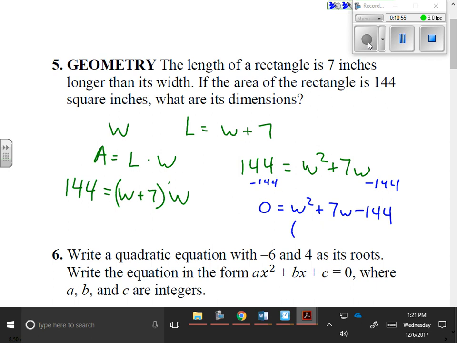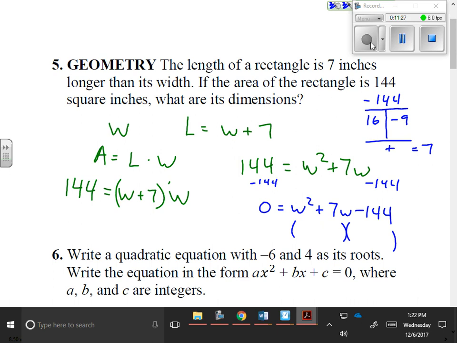I need two things that will multiply together to give me negative 144, and they'll add together to give me 7. What do you think that would be? We're going to need the 16 to be the positive one, and the 9 to be the negative one. So when we add them together, we end up with a positive 7.